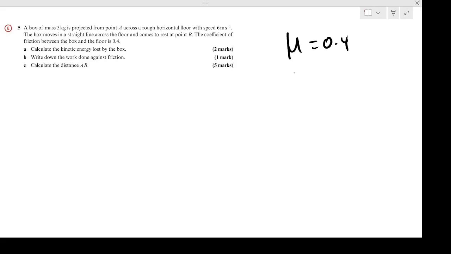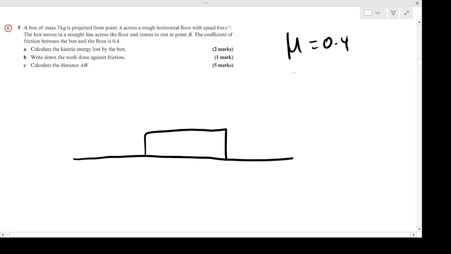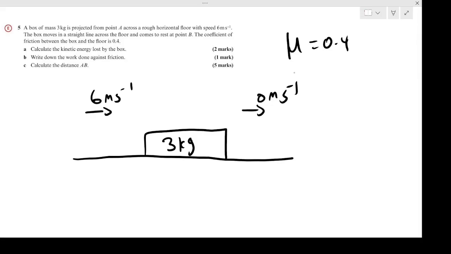Okay, so again, if I just draw the situation on first. So I've got a flat surface, a flat line like this. Then I've got my box, the mass is 3. I'm also told some speeds. I'm told it is projected from point A with speed 6. So initially the speed is 6. And then at point B, it comes to rest. So again, that means the speed goes to 0. So it stops moving, okay? Right. I think that's everything I'm really told.